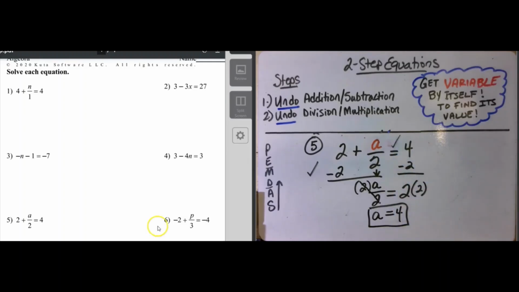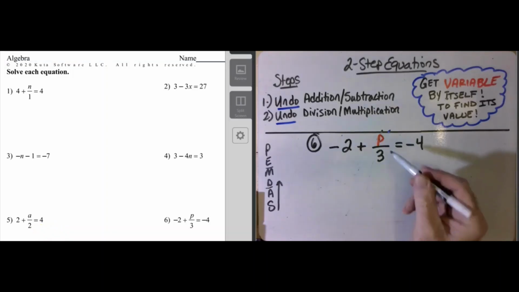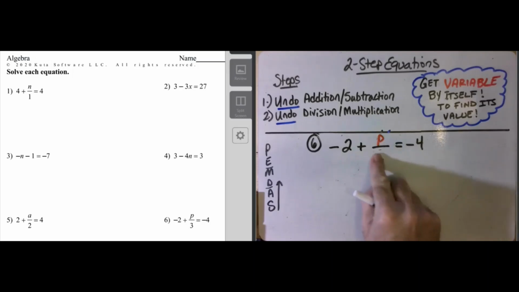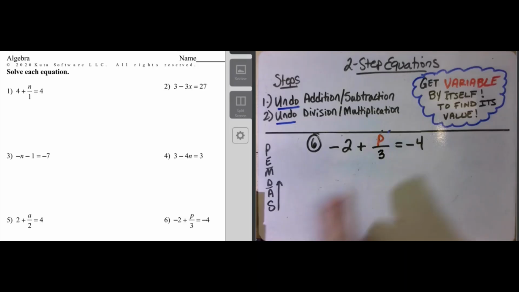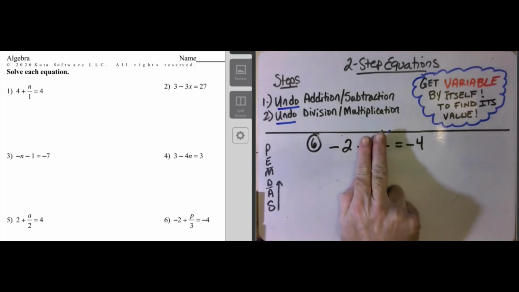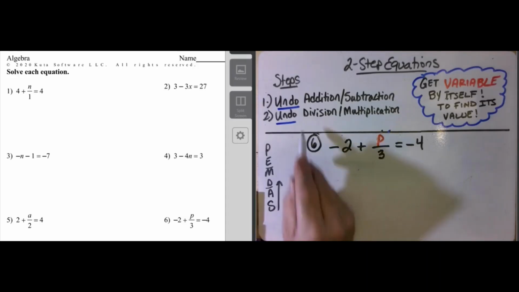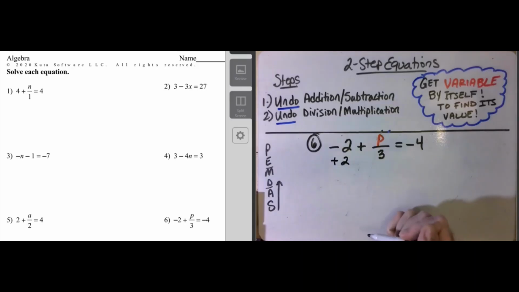Let's move on to number 6. Let's identify the variable. It's p. The variable term is p over 3. So we need to get that by itself on that side of the equal sign. What's being added or subtracted to that variable term? A -2. Right there it is. Let's undo the subtraction by doing the opposite. We're going to add 2.